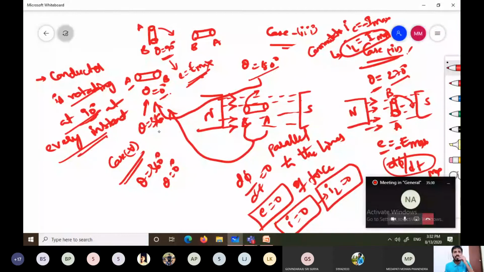What happens in this case? What is the EMF induced? 0. Why? Because there is no flux linkage between the conductor and the magnetic field. So the EMF induced is 0.